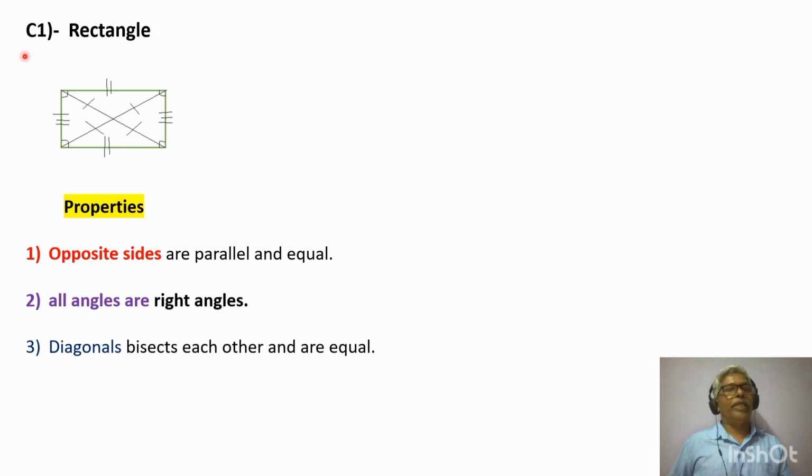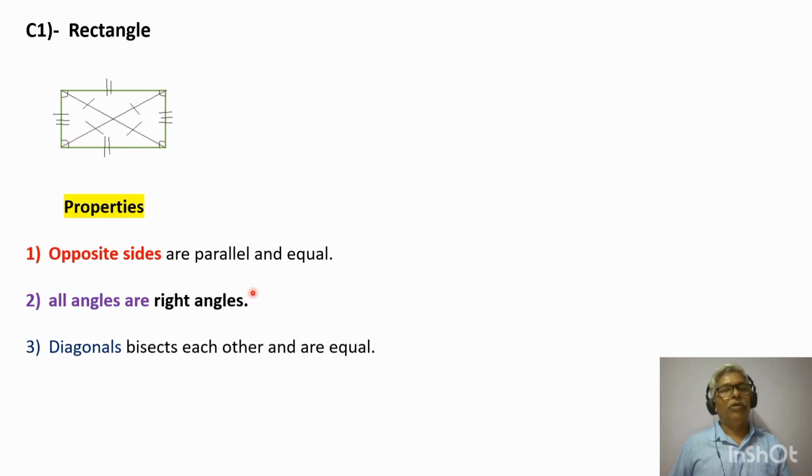The first one in special parallelogram is rectangle. So very simple conditions. This is the rectangle. The properties are opposite sides are parallel and equal, same as in parallelogram. All angles are right angles. In parallelogram, opposite angles are equal, but in this, they are not only equal, but they are right angles.